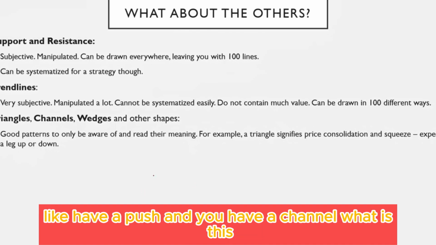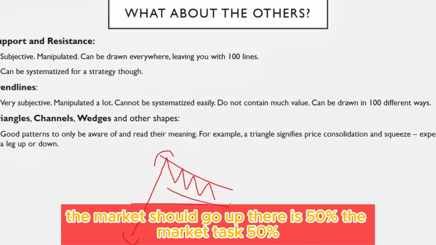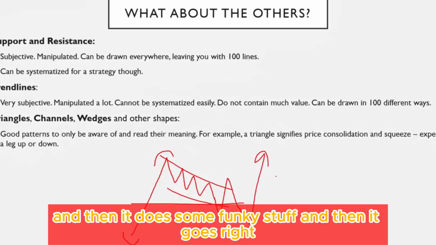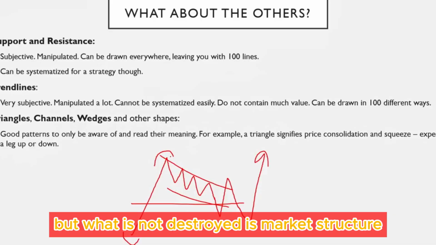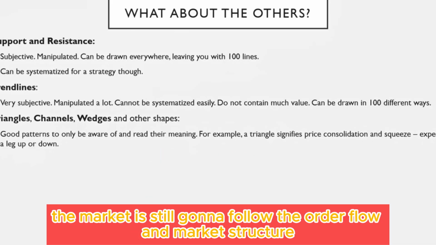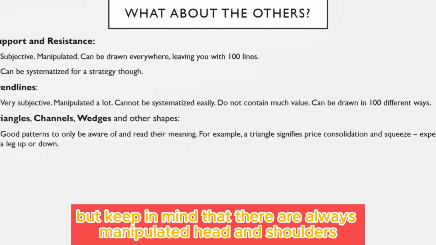Right? Like you have a push and you have a channel. What is this? This is a strong low. This is a weak high. What should happen? The market should go up. There is 50%. The market has 50%. But then what it does, like breaks down, breaks up, right? And then it does some funky stuff and then it goes, right? So your channel and wedge formation is completely destroyed. But what is not destroyed is market structure. The market is still going to follow the order flow and market structure. Okay? So be aware of those, but keep in mind that they are always manipulated.